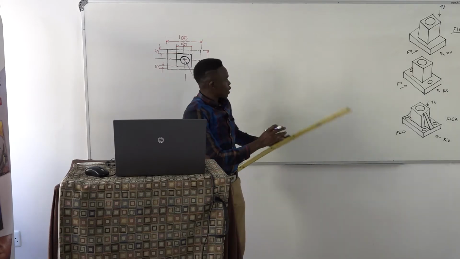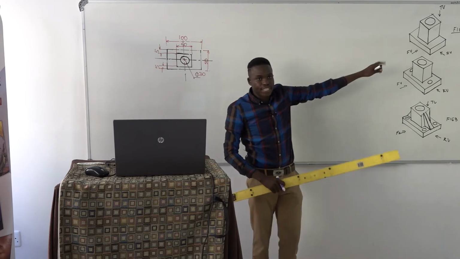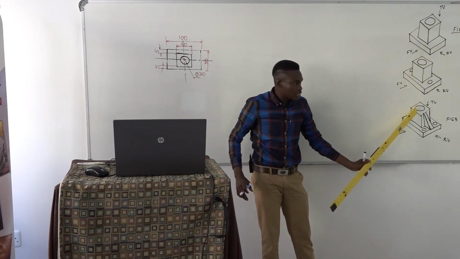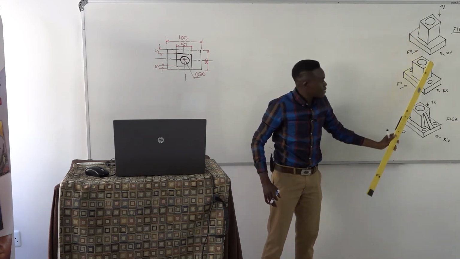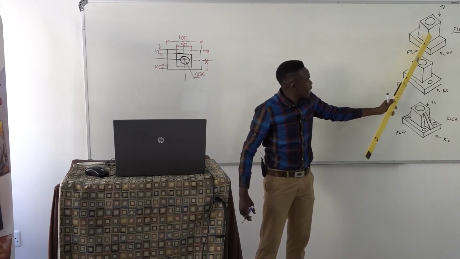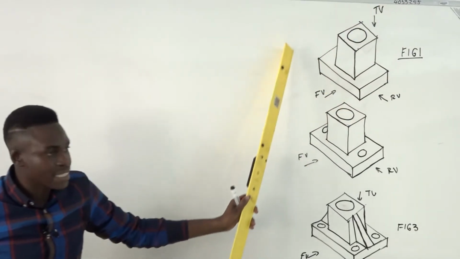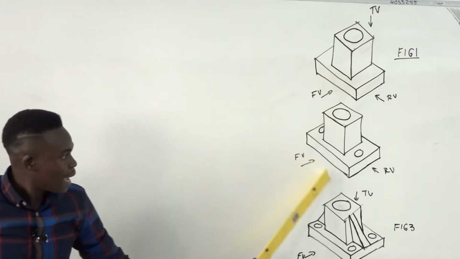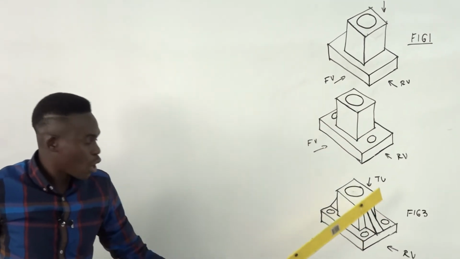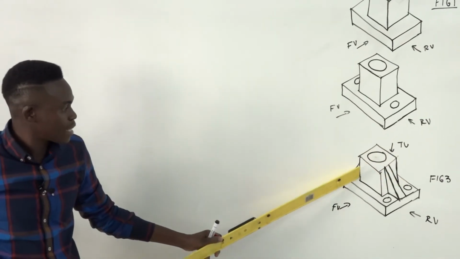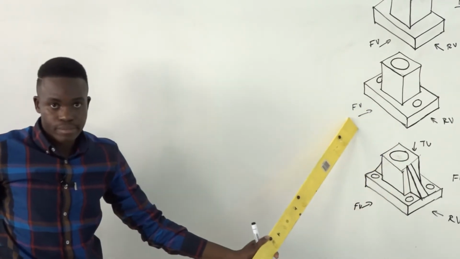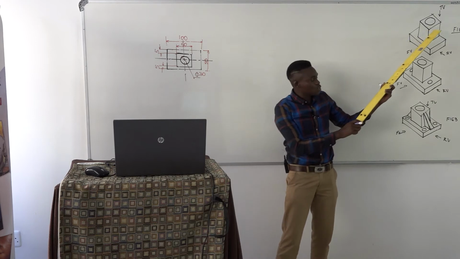Now, in order to understand what I'm saying, let's look at this figure here. I made three of the same models, but in different styling. This is a casting block. It doesn't have holes. Check in figure one, it doesn't have holes. On figure two, I've put two holes there. On figure three, I've included how many holes? Four holes: 1, 2, 3, and the other one behind. And I've included two ribs. Now, we are going to start with the drawing on figure one.